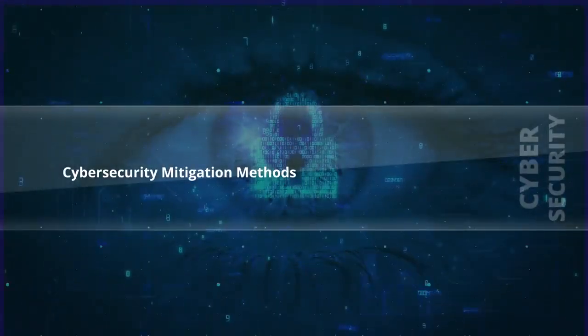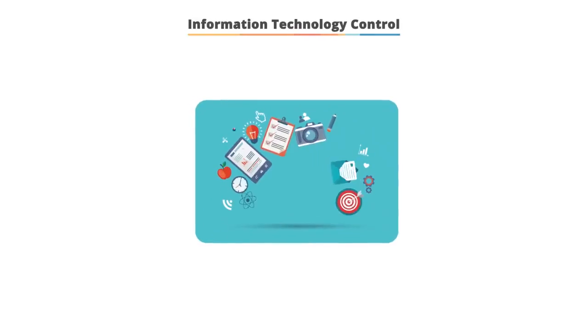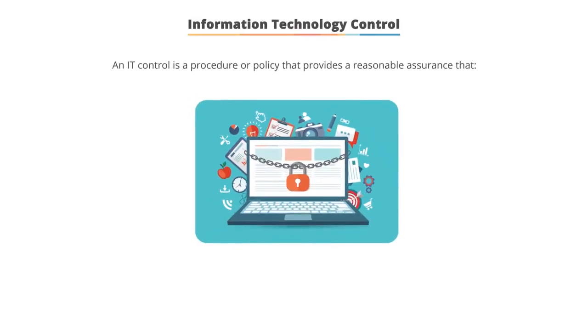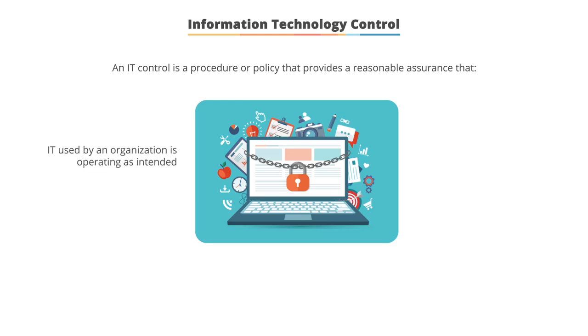Cybersecurity mitigation methods. Did you know that an information technology control is a procedure or policy that provides a reasonable assurance that the information technology, or IT, used by an organization operates as intended, that the data is reliable, and that the organization is in compliance with applicable laws and regulations?